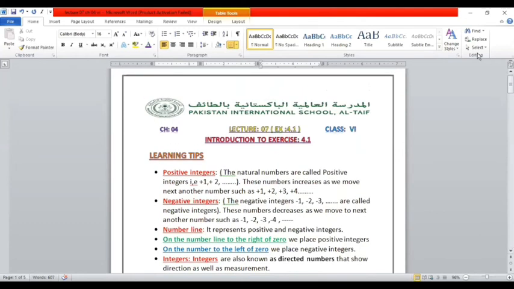And inshallah, in the coming lecture, lecture number 8, we will discuss 4.2. And these same points you have to learn very carefully, and they will again be part of exercise 4.2.